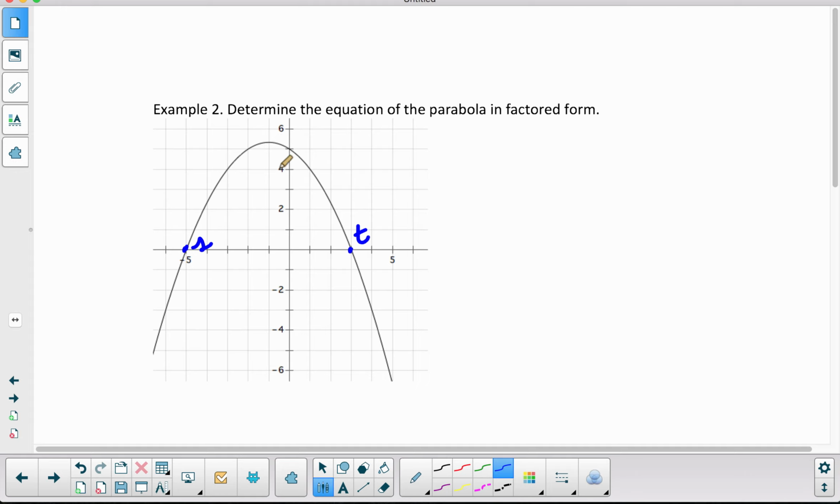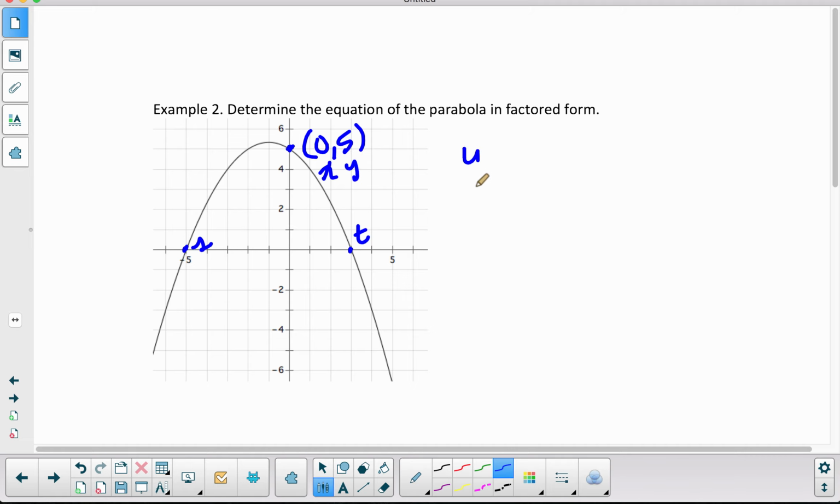So we can use any points really. Why don't we use the y-intercept, which is right here. And the coordinates of this point are 0 and 5. And of course that gives us an x-coordinate and a y-coordinate.